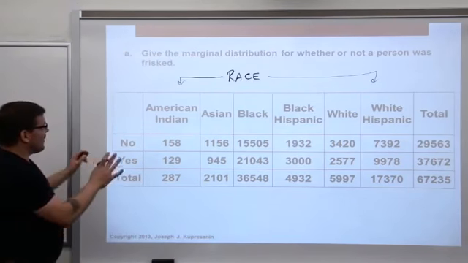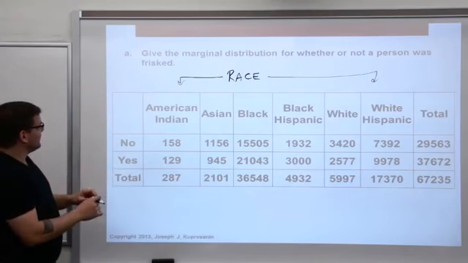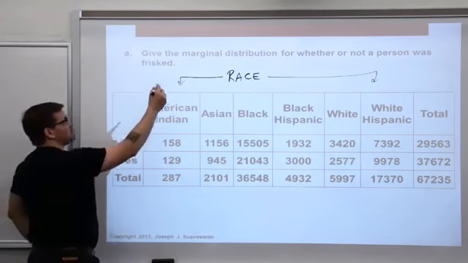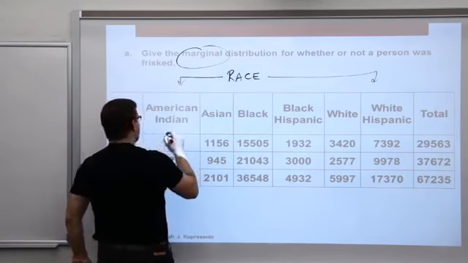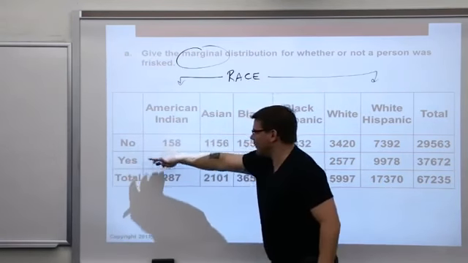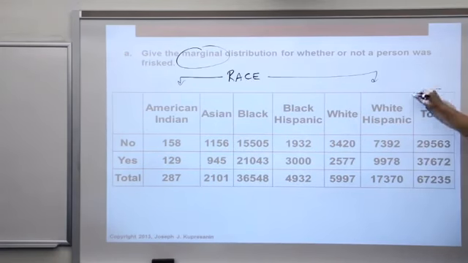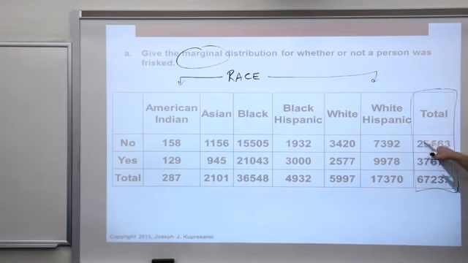Part A, give the marginal distribution for whether or not a person was frisked. Marginal distribution. The root word is margin. All I want is the yes-no breakdown, but for everybody. So I'm going way over here to the margins. Look at the totals. I see about 29,500 were not frisked. I see about 37,500 were frisked. What's that breakdown?